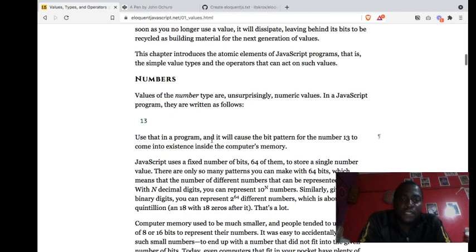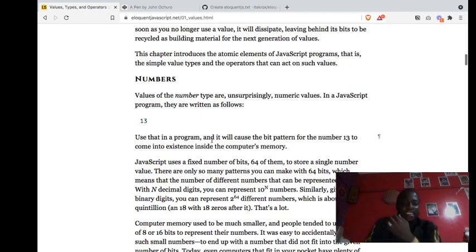JavaScript uses a fixed number of bits, 64 of them, to store a single number value. There are only so many patterns you can make with 64 bits, which means that the number of different numbers that can be represented is limited. With n decimal digits, you can represent 10 to the nth numbers. Similarly, given 64 binary digits, you can represent 2 to the 64th different numbers, which is about 18 quintillion. That's an 18 with 18 zeros after it.